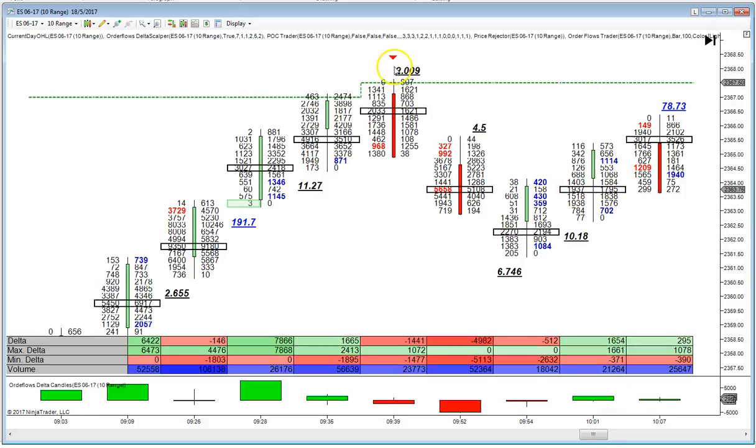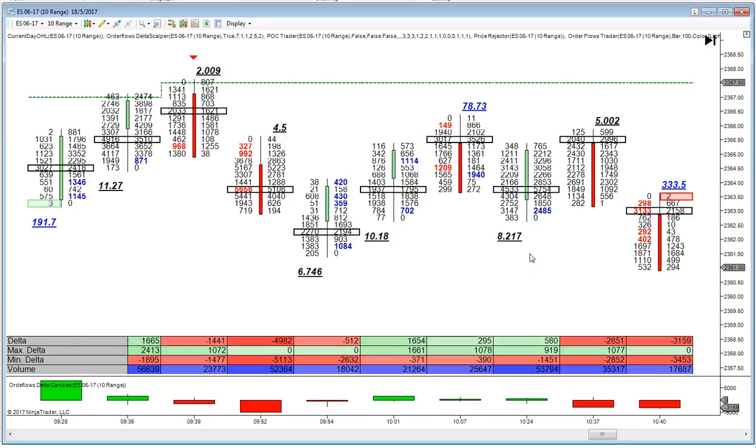And what do you got up here? You have a divergence, okay, but you start seeing the delta changing. You got minus 1400, minus 4982. You got 512 here, still negative, but the bar is green. Okay, so I'm starting to wonder what's really going on. Are we seeing some buying come back in off this high or not?